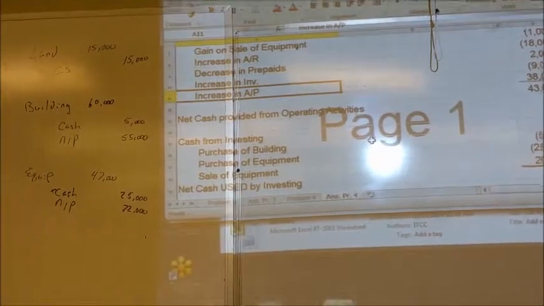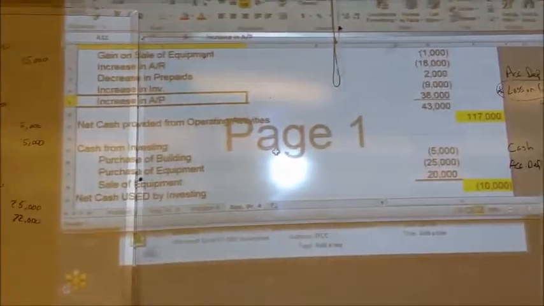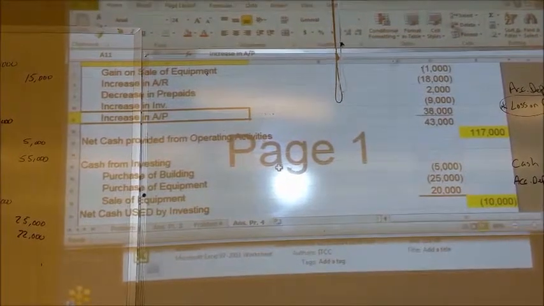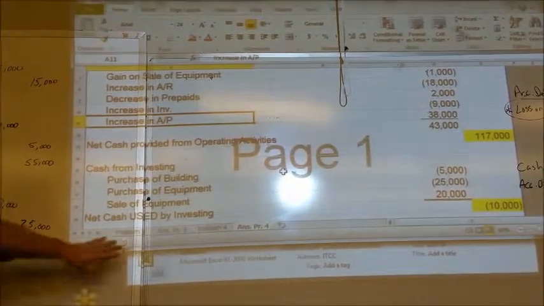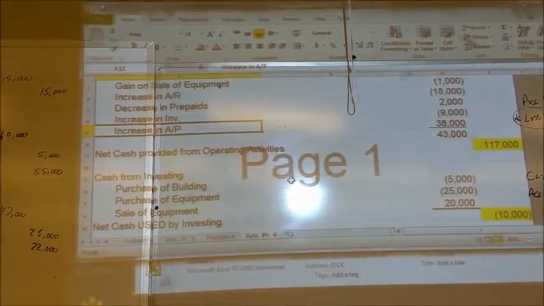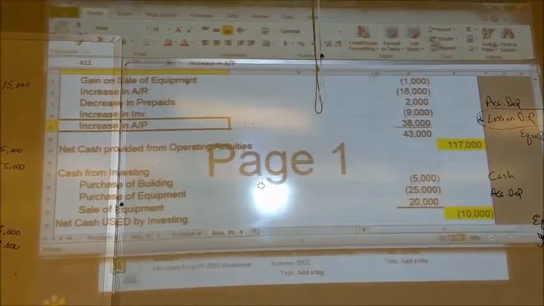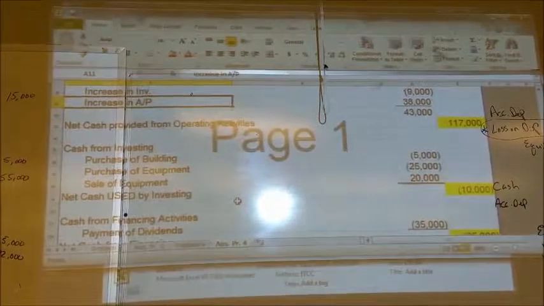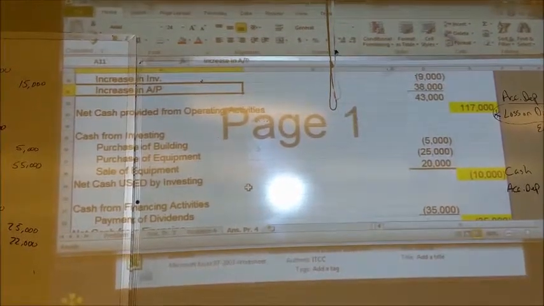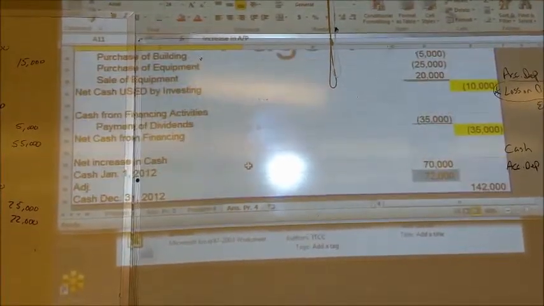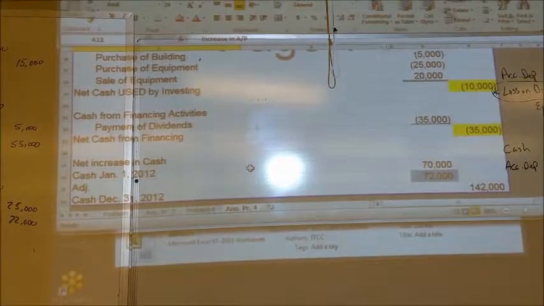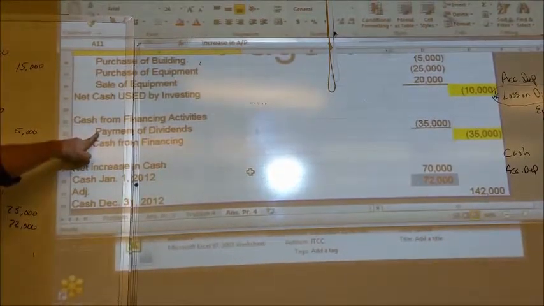The only thing left, if I'm looking at my balance sheet and I've marked everything out, the only thing left I have for financing is dividends. The common stock was already taken care of. I didn't have any bonds. The note payable was already explained. The only thing left was the dividends.